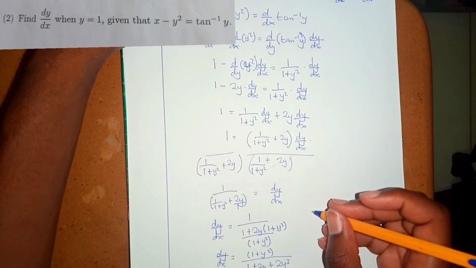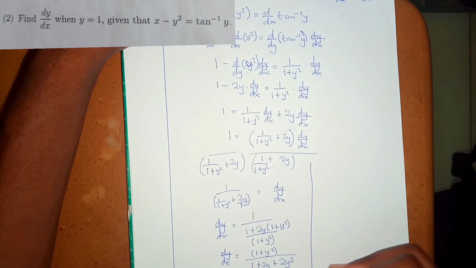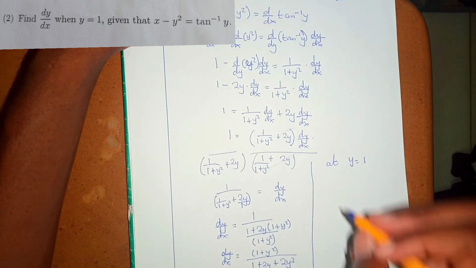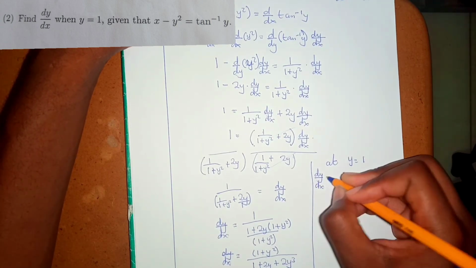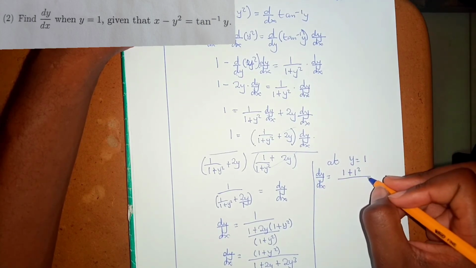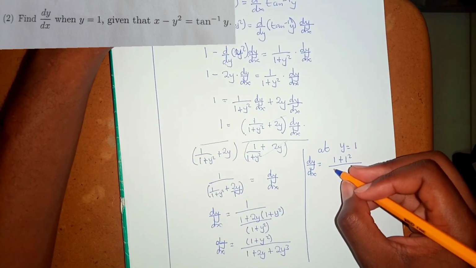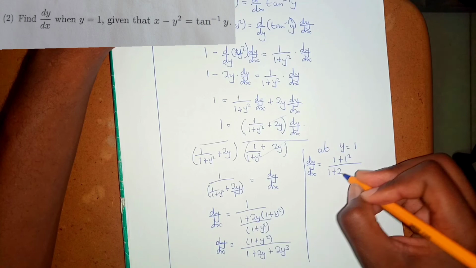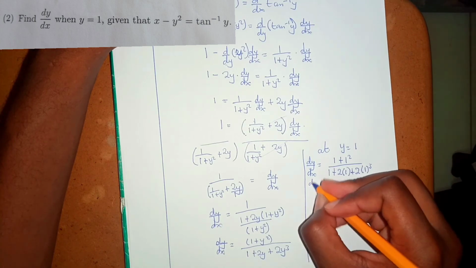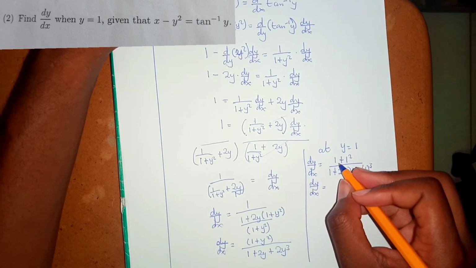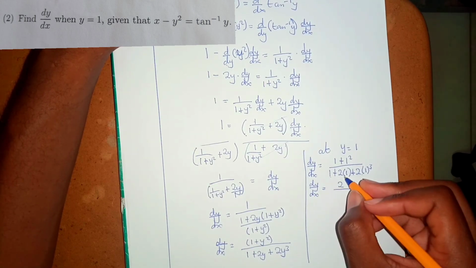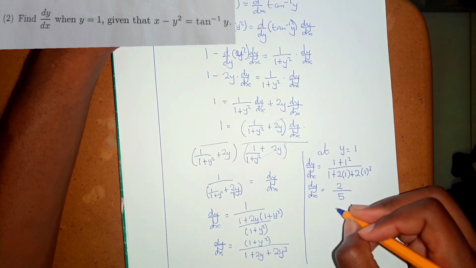Then we're being told to find the value of dy by dx at y is equal to 1. So wherever there is y, we're going to put a 1. So dy by dx is equal to 1 plus 1 squared over 1 plus 2 times 1 plus 2 times 1 to the power 3. So dy by dx is equal to, this one will simply be 1 plus 1, which is 2. This one will be 1 plus 2 plus 2, which will be 5. So we found the value of this one.